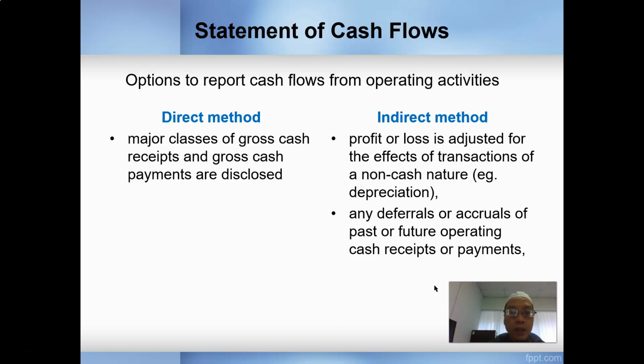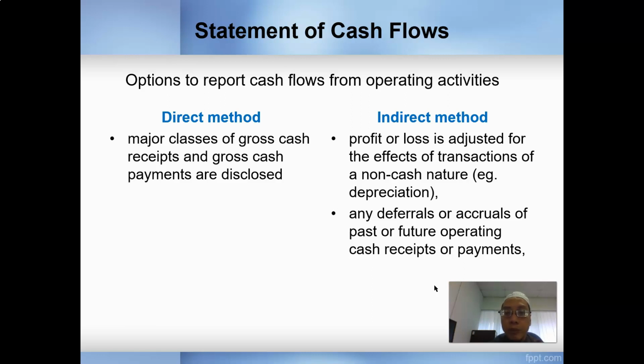Okay, but in the indirect method, they will start from the profit and loss coming from the income statement, but then because the profit and loss is based on accrual accounting, whereas the statement of cash flow will show cash basis accounting. Therefore, it starts off with the profit and loss, but is adjusted. So it is adjusted for several things.